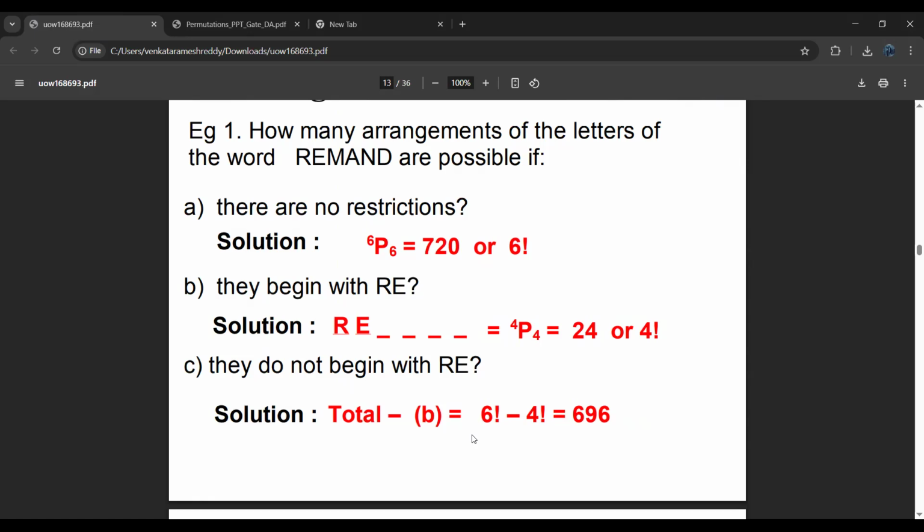How many letters are there? Six. So you have to go with 6 factorial, or 6P6. So whenever you see no restrictions, you have to go with n factorial.